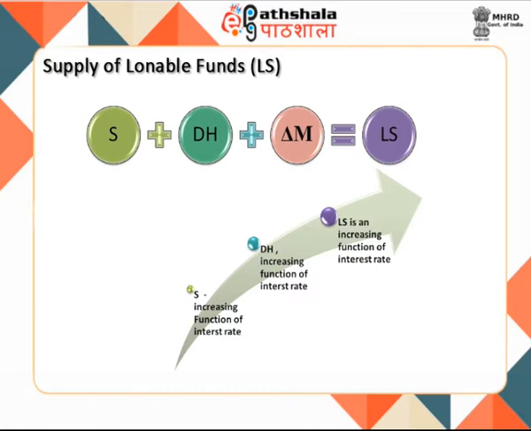In the supply equation, S is equal to the aggregate savings of all households and firms net of their dissaving, which is an increasing function of interest rate. DH equals aggregate dishoarding of cash, which is also an increasing function of interest rate. Delta M equals the incremental supply of money given autonomously. Hence, LS is an increasing function of interest rate.